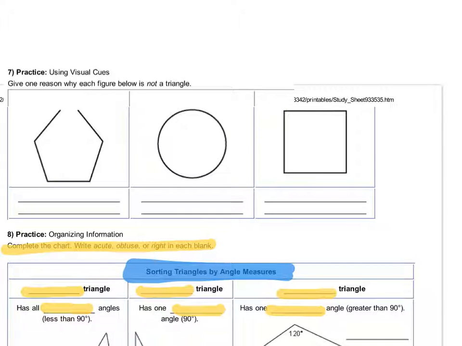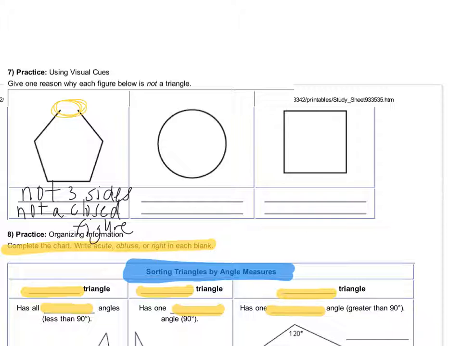Okay, so this part right here says give one reason why each figure below is not a triangle. So the first reason why this one is not a triangle is that it's not three sides. Another reason is that it's not a closed figure. I'll type from now on because that looks messy. All right, so by that not being closed, not a triangle.